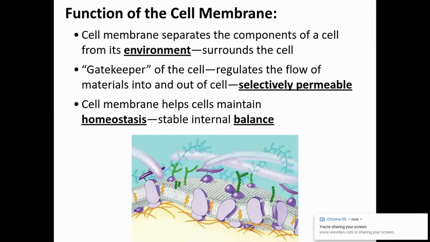It helps separate the external environment, the outside, from the inside of the cell. It also is the gatekeeper, kind of controls what comes in and what goes out. That's why it's called selectively permeable. And it also helps maintain homeostasis, or this internal balance within the cell.